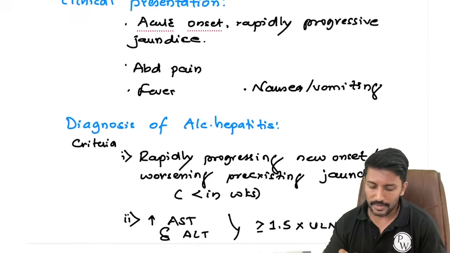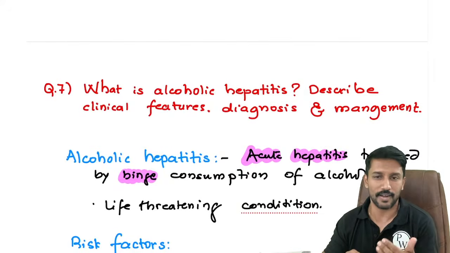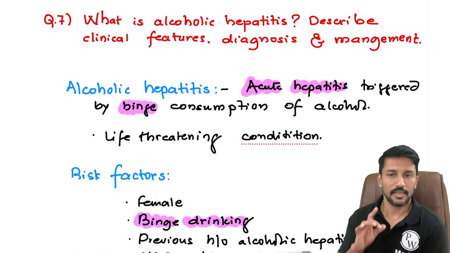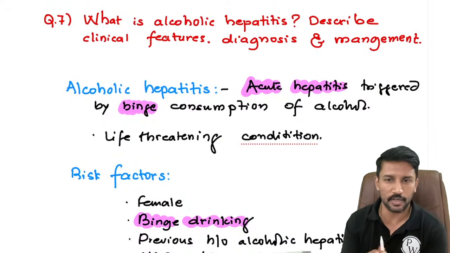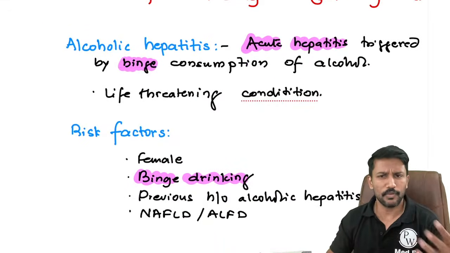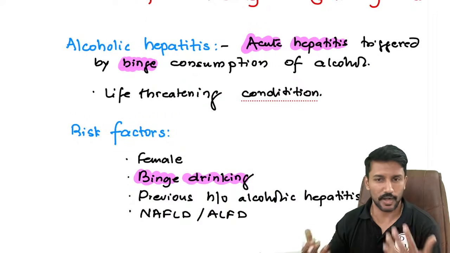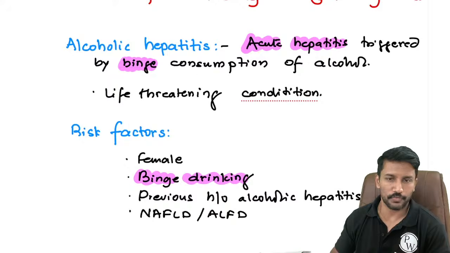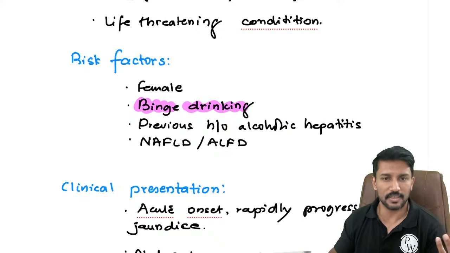To summarize, what is it? It is an acute form of hepatitis, just like your viral hepatitis or drug-induced hepatitis, which is triggered by consumption of alcohol, usually in larger quantity in a shorter span of time. So we'll call it binge drinking. Relatively more common in females because probably the female liver is not designed to handle higher quantity of alcohol, and usually occurs after an episode of binge drinking. All your MCQ based questions start with this only. After binge drinking it starts.